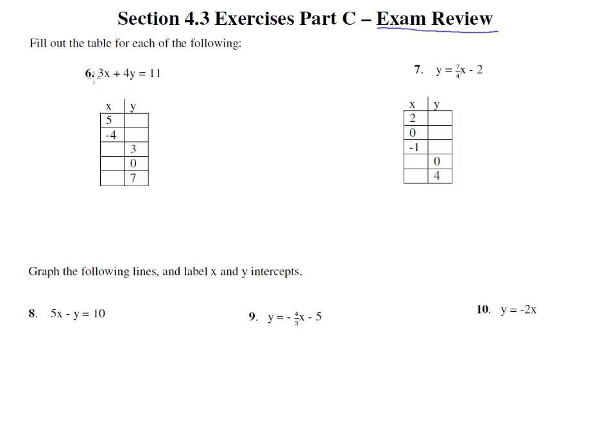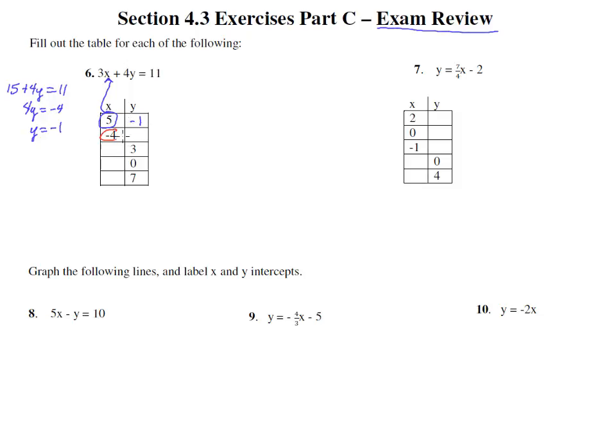Number 6, fill out the table. Here we've got 5 going in for x. Substitution there. So we have 3 times 5, so 15, plus 4y equals 11. And then solve for y to see what the partner of 5 is. Subtract 15, and we get 4y equals negative 4. Divide by 4, and we get y equals a negative 1. So negative 1 goes in there.